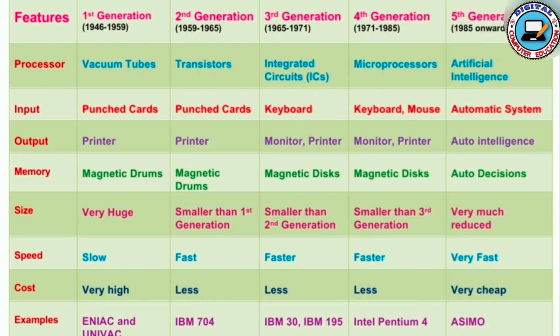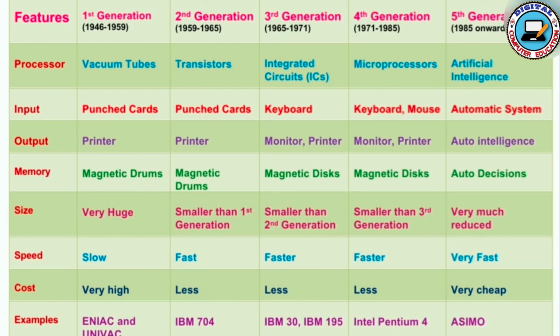Next about memory, in first generation computers memory magnetic drums, in second generation computers memory magnetic drums, in third generation computers memory magnetic disk, in fourth generation computers memory magnetic disk, in fifth generation computers memory auto decisions. Next about size, in first generation computer size very huge, in second generation computers size smaller than first generation, in third generation computer size is smaller than second generation, in fourth generation computer size is smaller than third generation, in fifth generation computers size very much reduced.